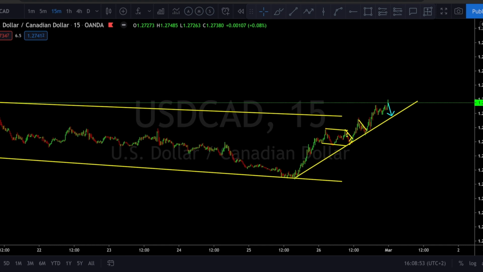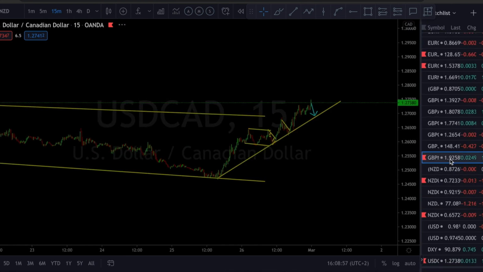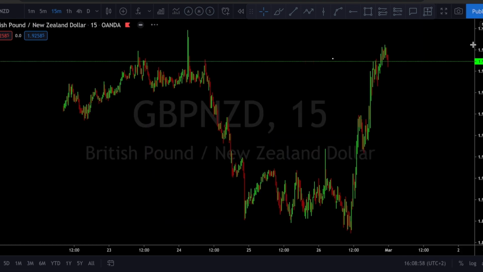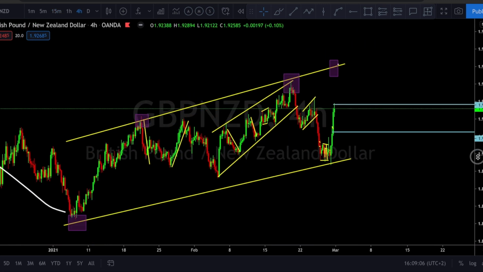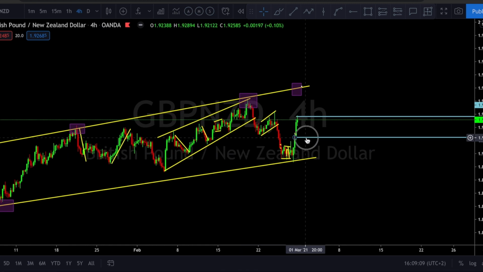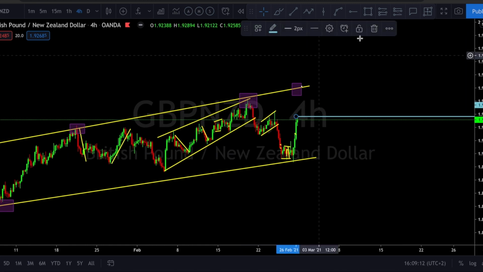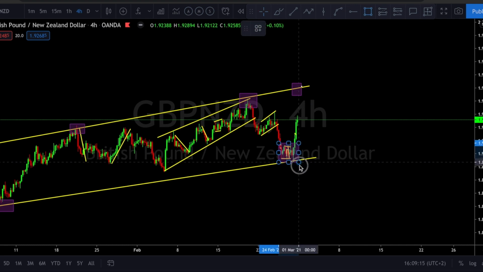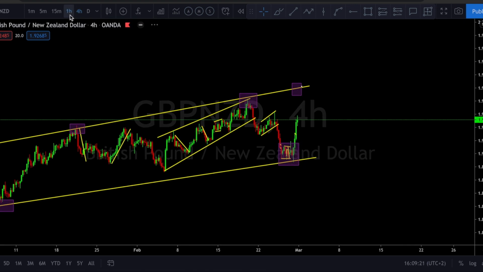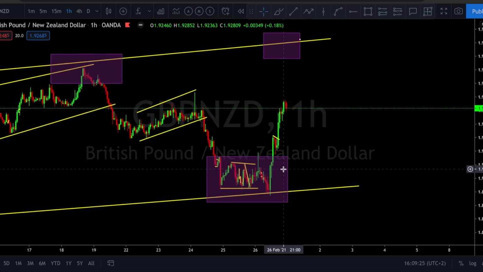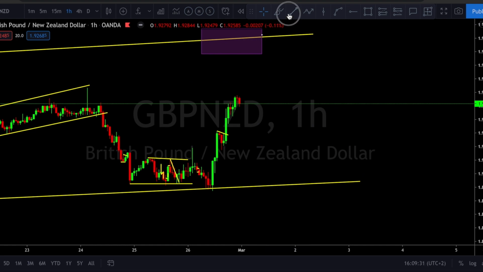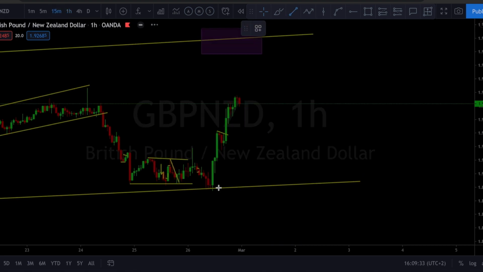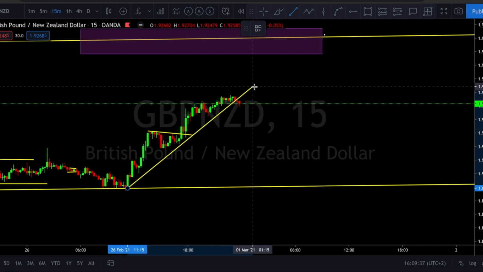Now let's go to pound New Zealand. Pound New Zealand is a really nice pair. Even last week I was focusing on it. With the pound New Zealand, if you miss this move, you can catch the correction move that will happen along the way. Let me go to a lower time frame. The 1 hour correction is already there. Let's put a trend line here as a guardian, like this.